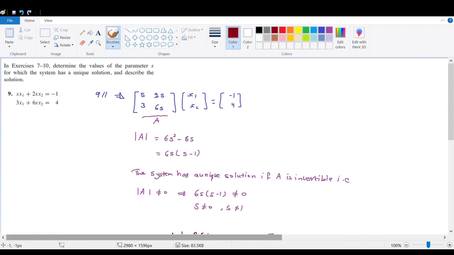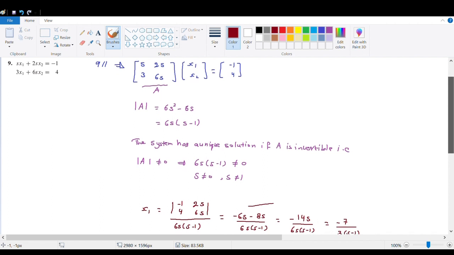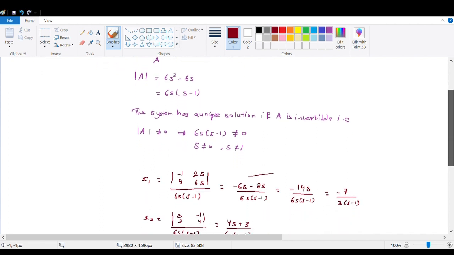So in 9, similarly, we need to do the same thing. We just need to write the matrix A multiplied by x is equal to b. So first we need to find the determinant of A. The determinant is not equal to 0, that means 6s multiplied by s minus 1 is not equal to 0, so s is not equal to 0 and s is not equal to 1.